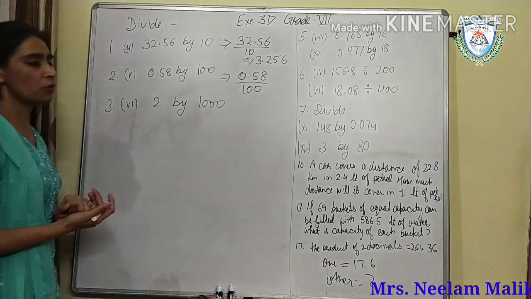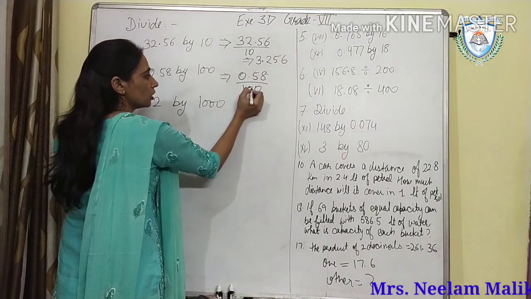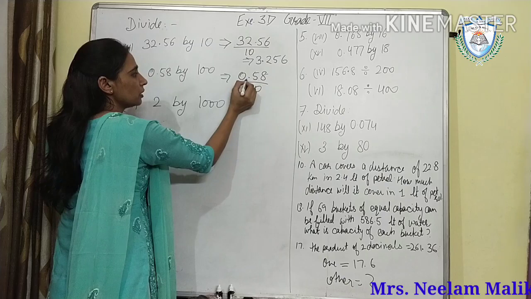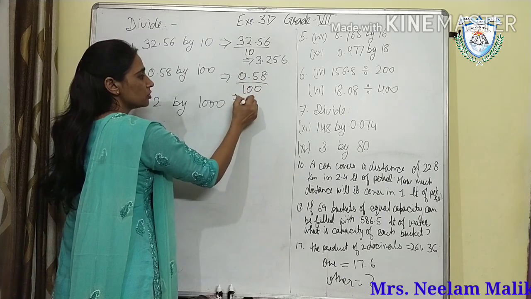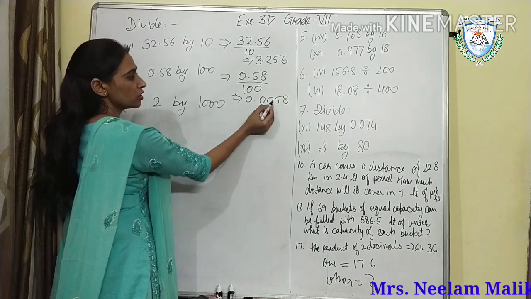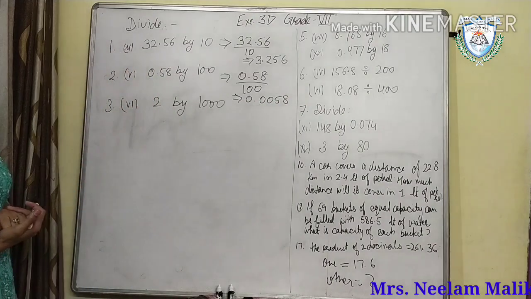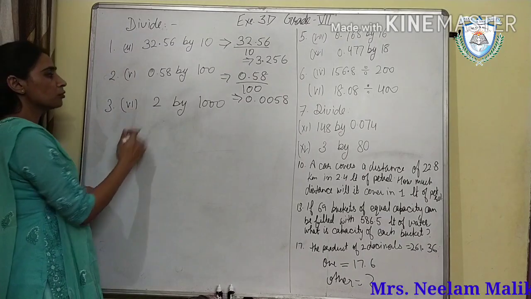Here, suppose you have to divide 0.58 by 100. Now our decimal point will move to the left hand side by two places. So 1, 2, the point will be here. So what will be that number? 0.0058. Initially the point was here, and now I shifted it here. So our answer is 0.0058.